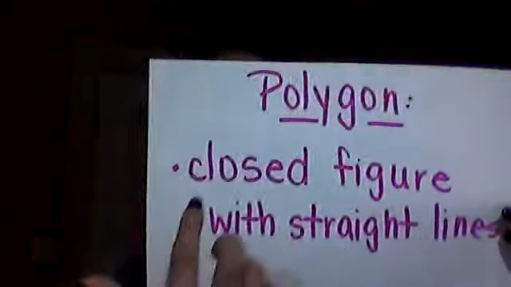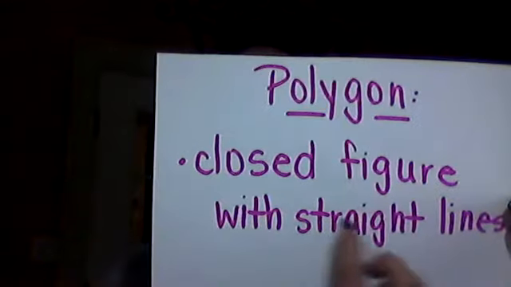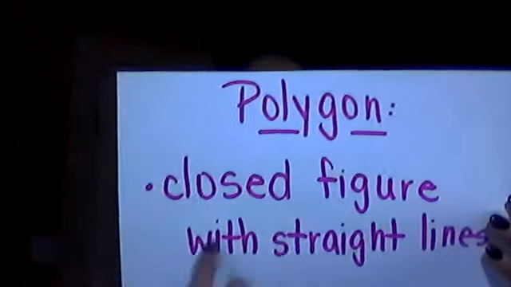So the word polygon, I told you that's the word that we needed to know, right? So I wrote it down in here. Polygon is a closed figure with straight lines. So if you learn anything about polygons, that's the main thing that you need to know. Closed figure with straight lines, meaning it has no openings and nothing curved.